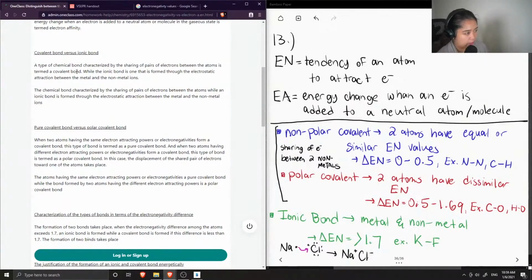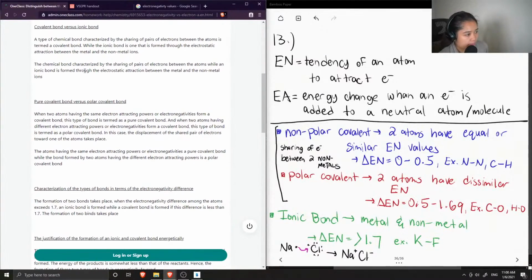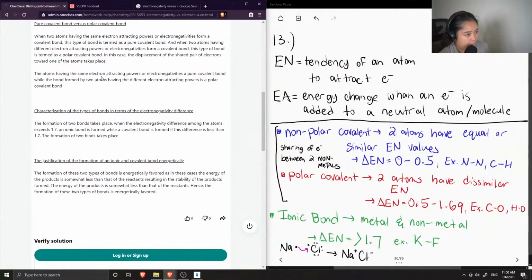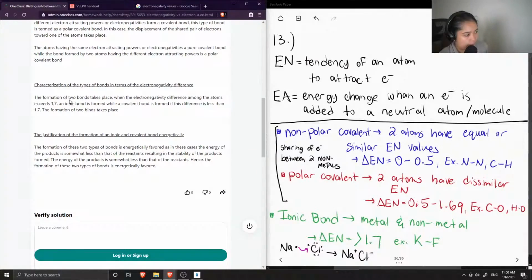Covalent versus ionic. Covalent bonds show the sharing of electrons between atoms, and ionic is formed through electrostatic attraction between the metal and the nonmetal. Okay, and then pure covalent versus polar. This is dependent on the difference in electronegativities. When the electronegativity difference among the atoms exceeds 1.7, it's ionic, and if it's less, then it's covalent.